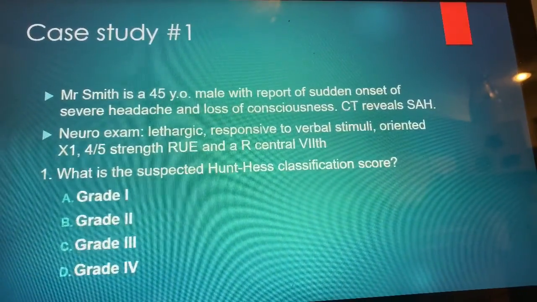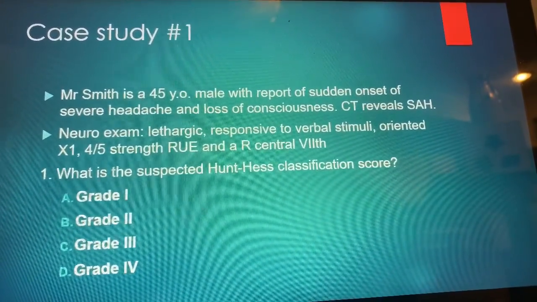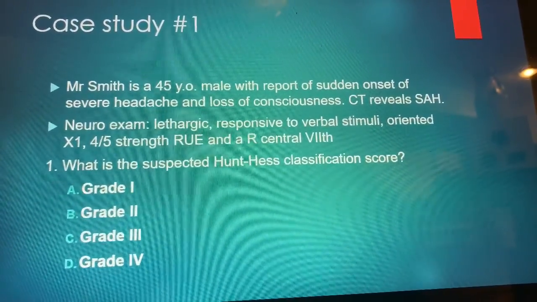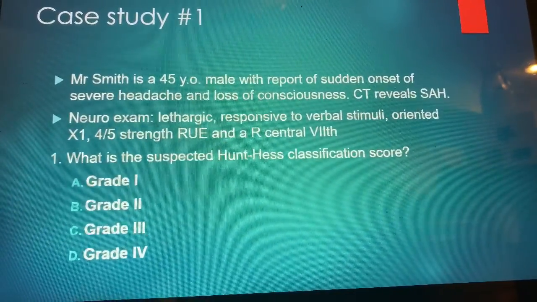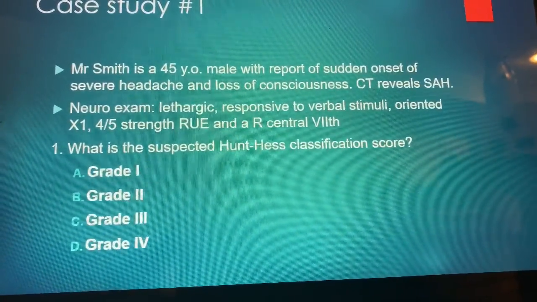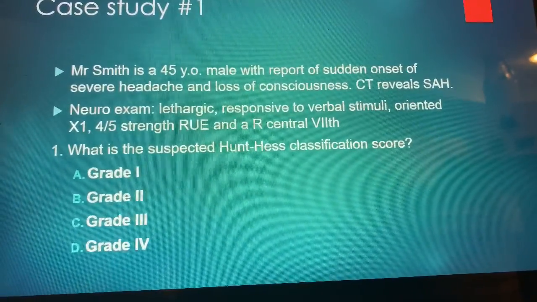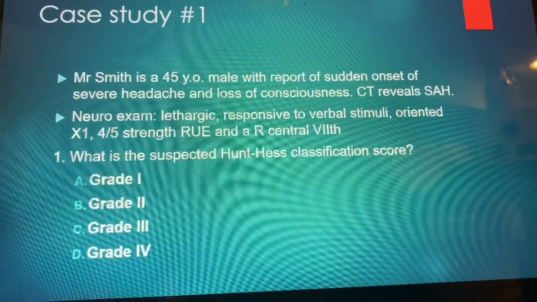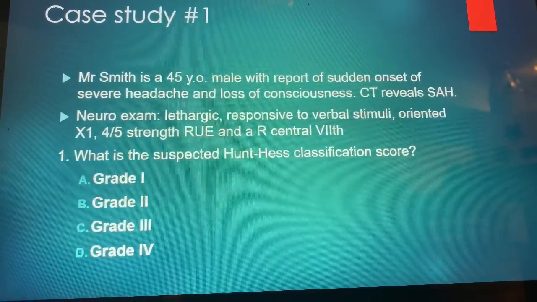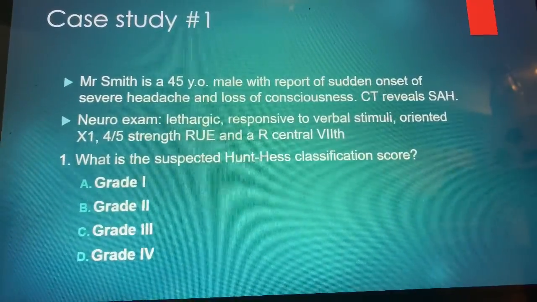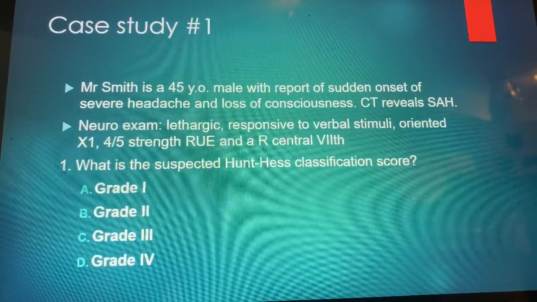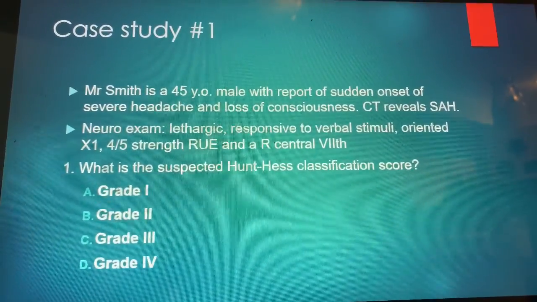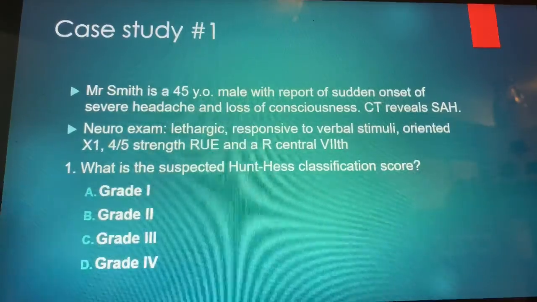Case study number 1. Mr. Smith is a 45-year-old male with report of sudden onset of severe headache and loss of consciousness. The CT reveals subarachnoid hemorrhage. On his neurologic exam, the findings are that he's lethargic, he's responsive to verbal stimuli, he's oriented ×1, so he's confused. He has a focal deficit. He's a 4 out of 5 strength in his right upper extremity. And he has a right central 7th, and that's indicative of a 7th cranial nerve palsy.